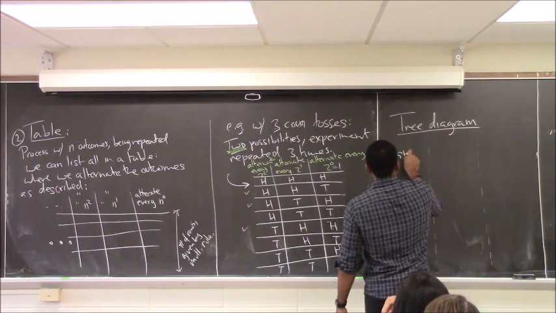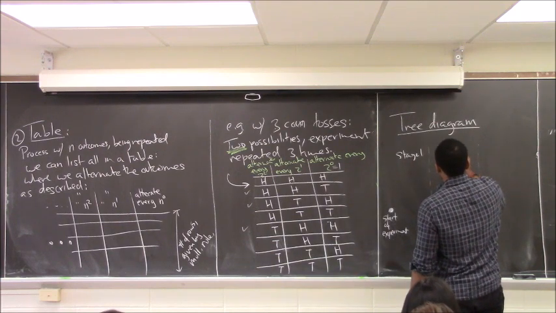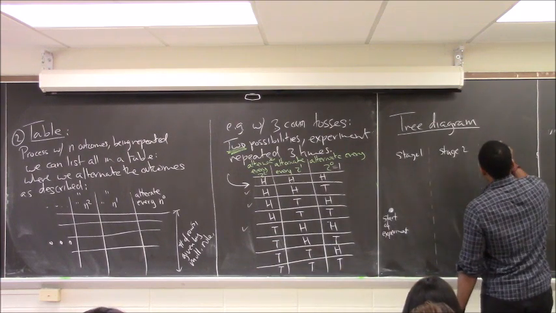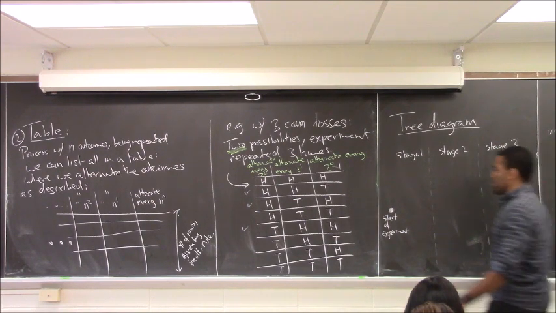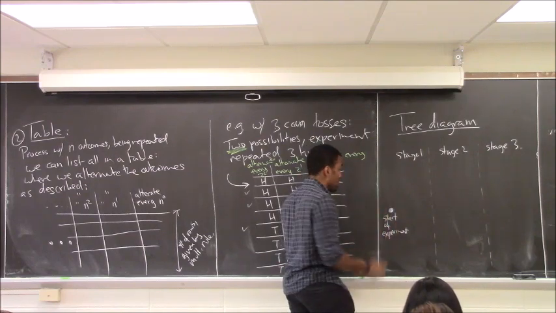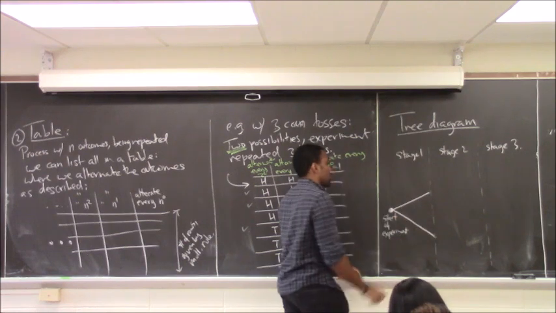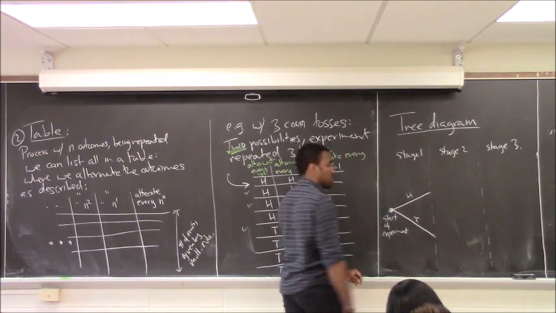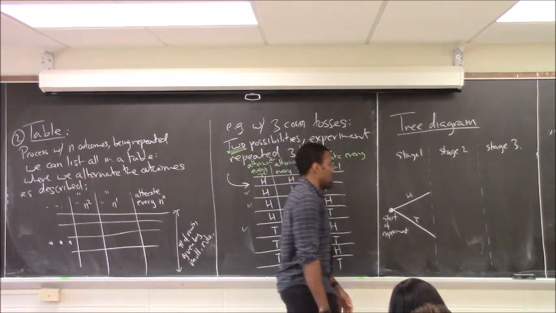So that's stage 1, that's the first toss, stage 2, that's the second toss, stage 3, that's the third toss. And so, okay, at the beginning of the experiment, what are the possible outcomes? You flip a coin, there are going to be 2 possible outcomes. So you literally draw 2 branches. You can get a heads or a tails. That finishes stage 1.